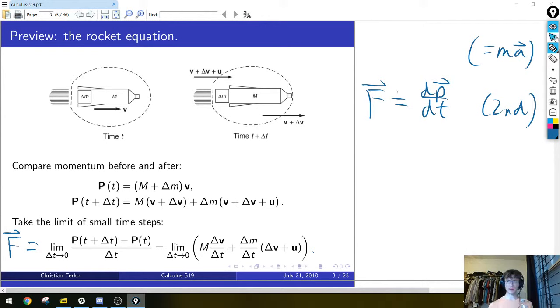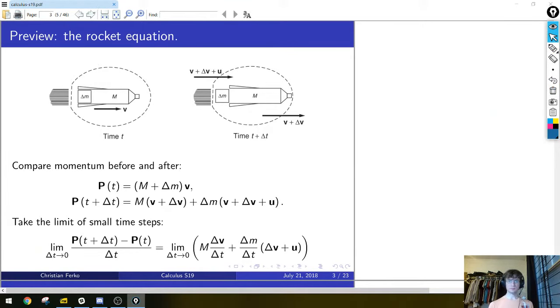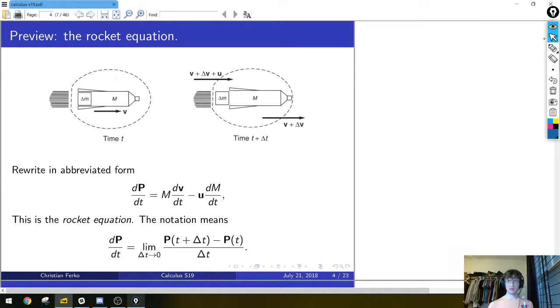Okay. Good. So the upshot of all of this is that when we rewrite the equation I wrote on the previous slide in abbreviated form, so now I'm going to use the notation I introduced a moment ago, dp dt, which is shorthand for this limit, we get something called the rocket equation. So this is usually in physics called a differential equation.